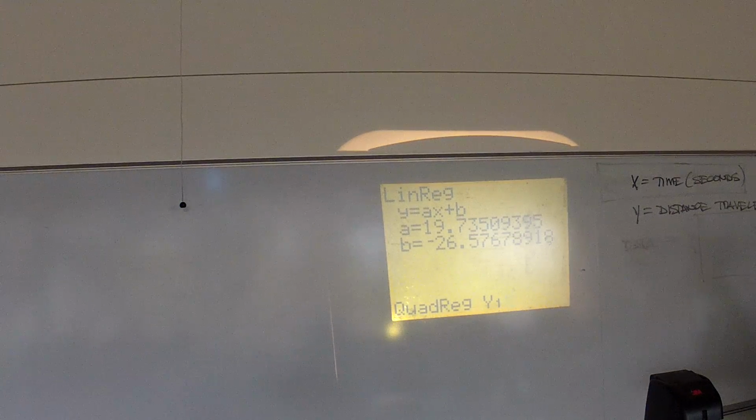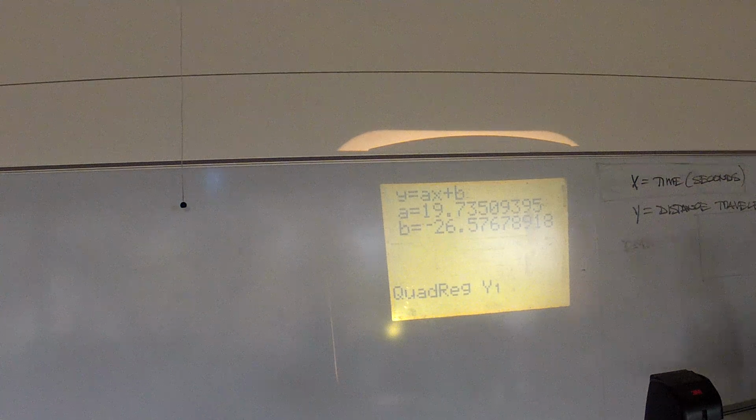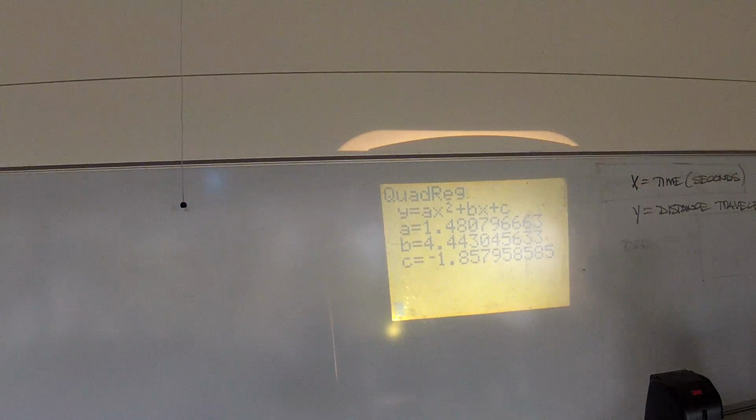Yes? I have a question. Why does yours just show A and B? Mine's showing C and R squared. That's because I did LinReg, not a quadratic. Watch this. Oh, there's your C. Now, where's the R squared? Hold that thought.